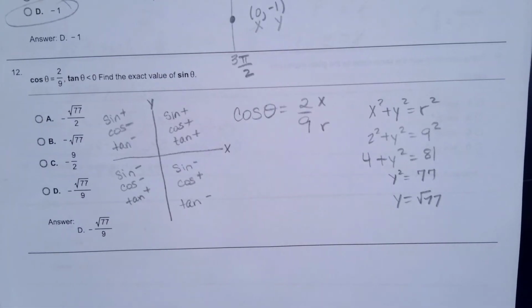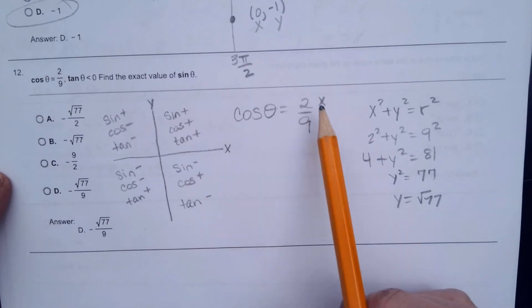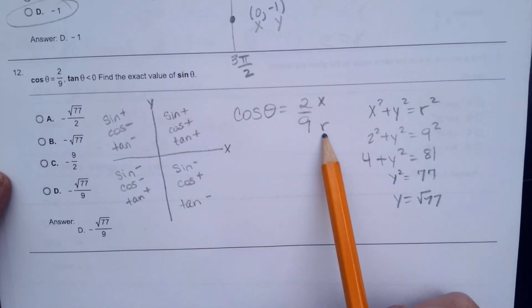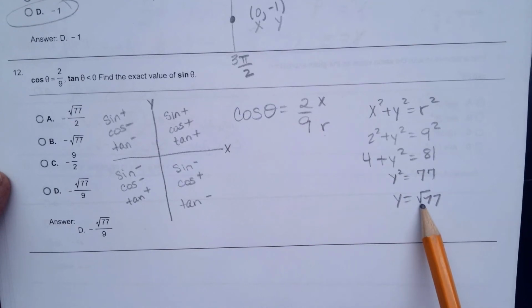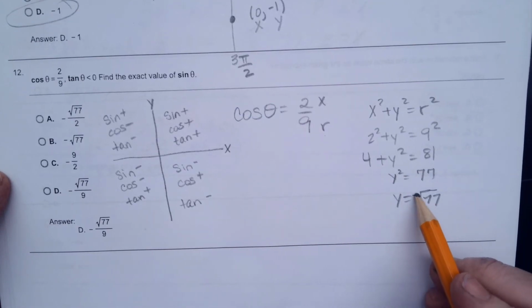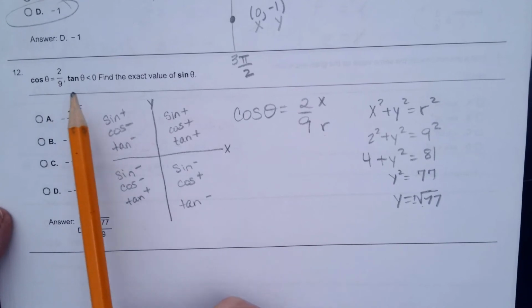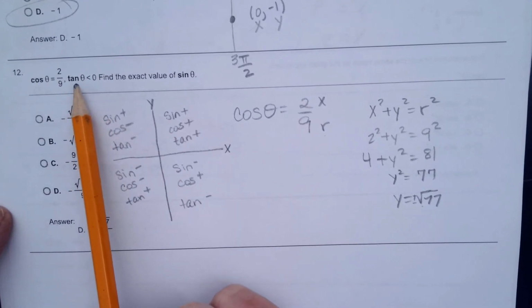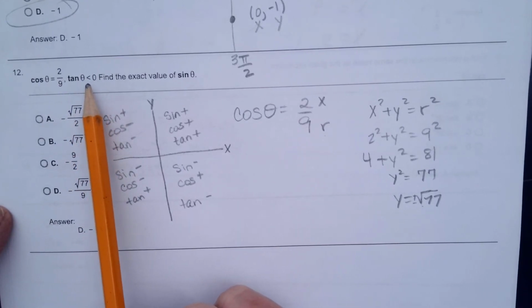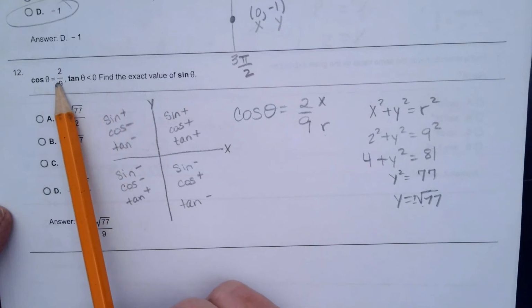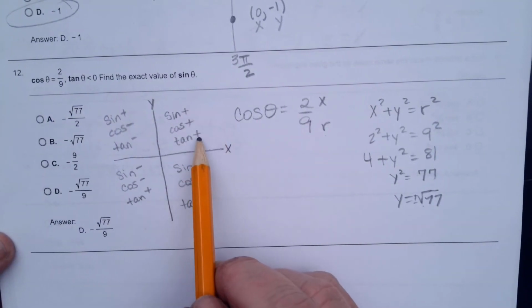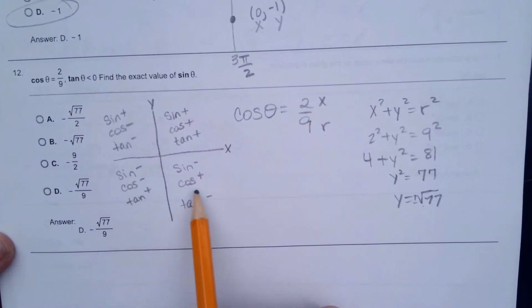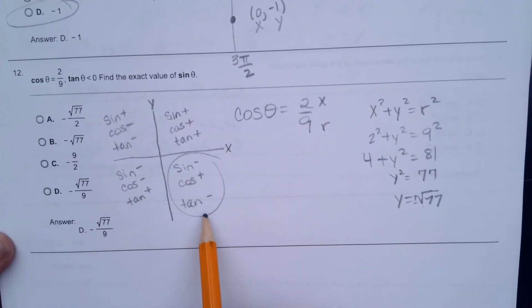Question 12 says cosine theta is equal to 2 over 9. And so there's your x value and your r value. I used the Pythagorean theorem to figure out that y was the square root of 77. Positive or negative, I don't know yet. It goes on to say that tangent is less than 0, which means tangent is negative. So cosine's positive and tangent's negative. So let's find where we might be. Well, we have to be where cosine is positive and tangent is negative. So we are in quadrant 4.